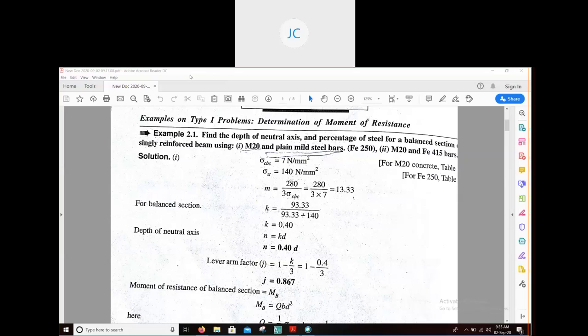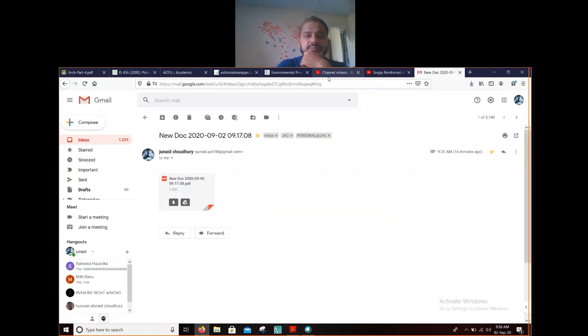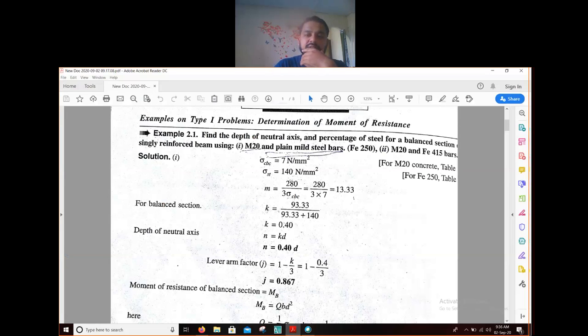See the values. This value you will get from table number 21 of IS456. Since M20 grade of concrete is given, for M20 grade of concrete from table number 21, sigma cbc will be equal to 7 Newton per millimeter square. I have already told you before also.